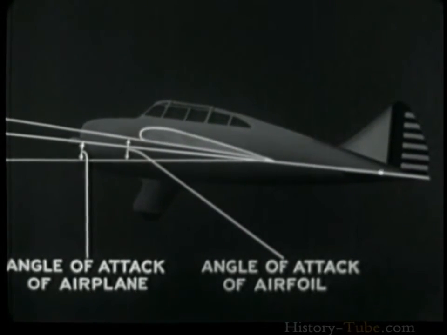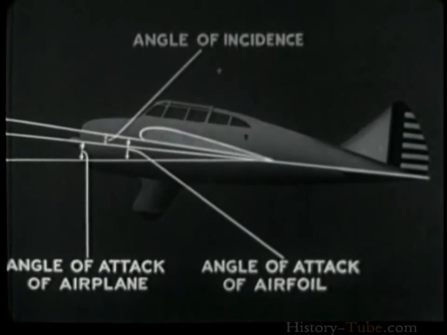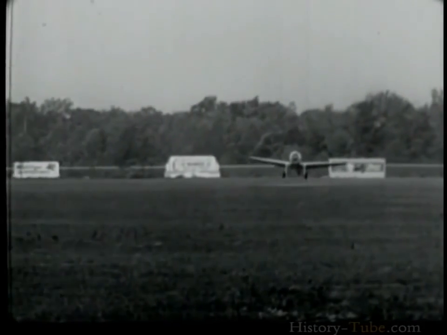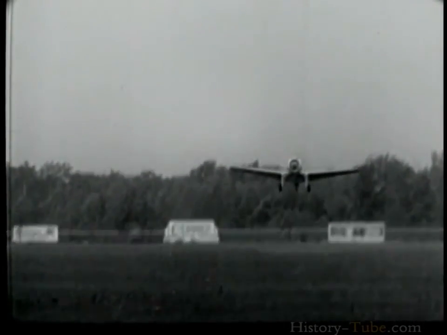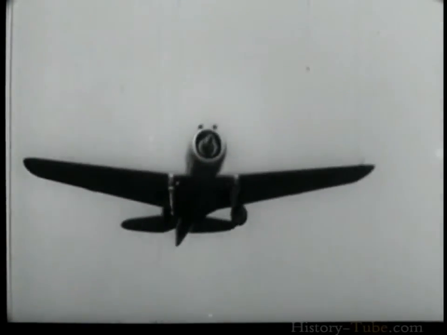The angle of attack of the airplane as a whole is the acute angle between the longitudinal axis of the airplane and the relative wind. The difference between these two angles is constant for any given airplane and is called the angle of incidence. Although the angle of attack is constant for any given wind tunnel test, in actual flight the angle of attack of the airfoil varies with changing attitude and speed of the airplane.